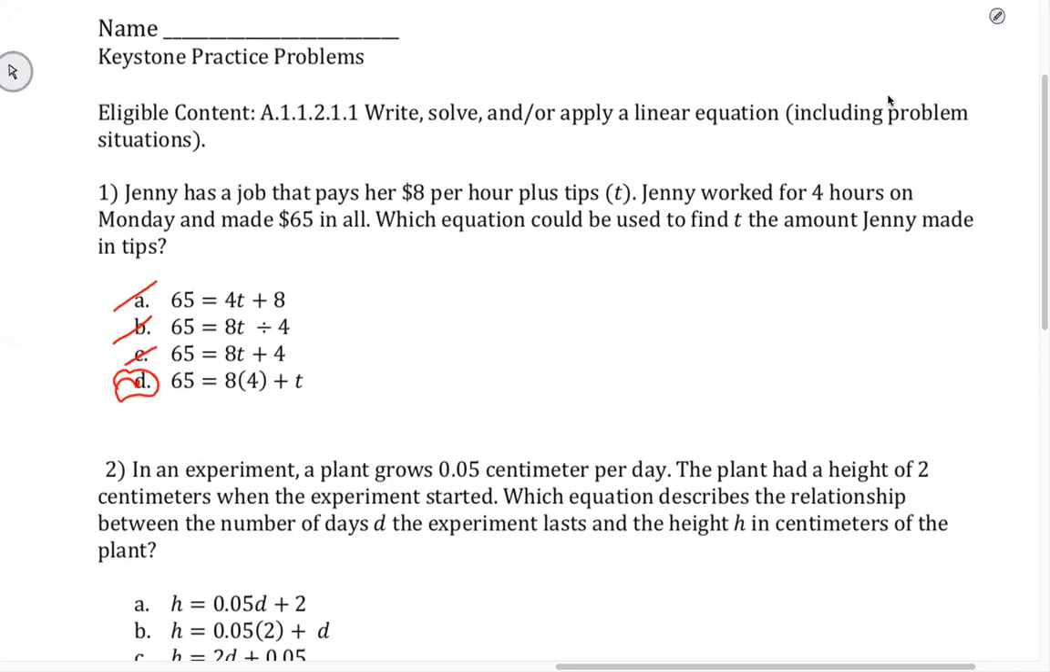Now, why is it D and not A? Well, if you're making $8 an hour and you work for 4 hours, you're going to do your rate, like your wage, times the number of hours you worked, plus your tips. And that's where it comes from. Is everybody okay with number 1?